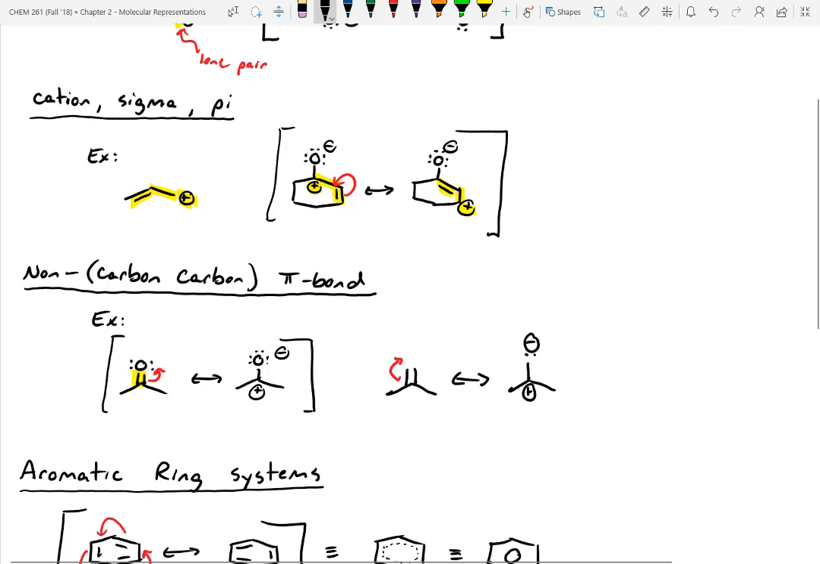Anybody remember why? Yeah. Yeah, exactly. Avoid drawing resonance structures where you have carbon positive and carbon negative. So this one we have carbon positive right next to a carbon negative. That's just not really worth drawing. So don't include those. But the non-carbon-carbon pi bonds can be broken because then you don't have both a carbon positive and a carbon negative.